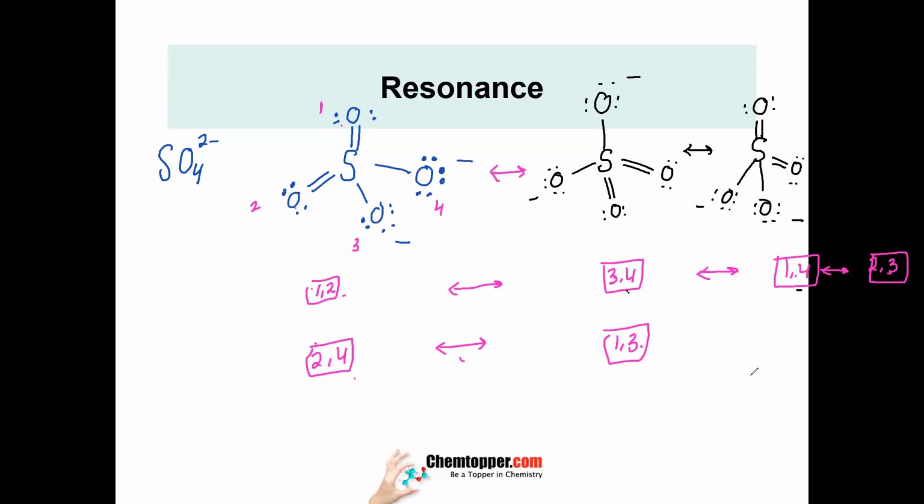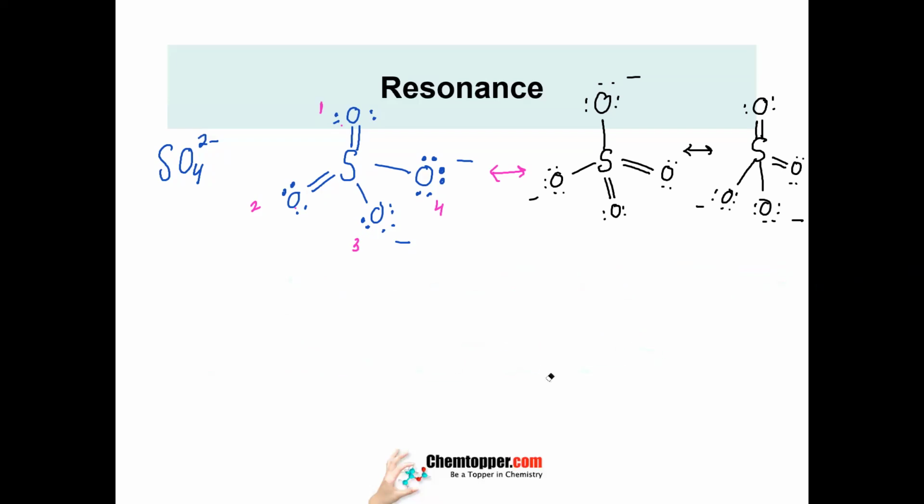But what is the resonance hybrid, children? So when you see this particular ion in an electron microscope, you will not see any double or single bond. What are you going to see? The hybrid of the resonance. And the hybrid of the resonance is that every oxygen is making a partial double bond with the sulfur.